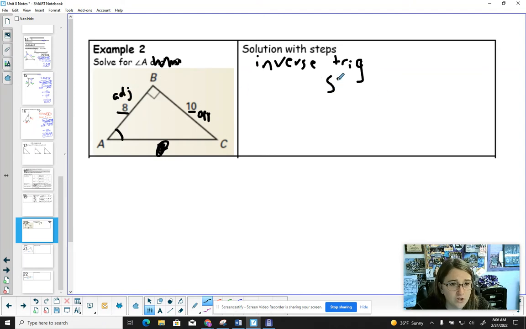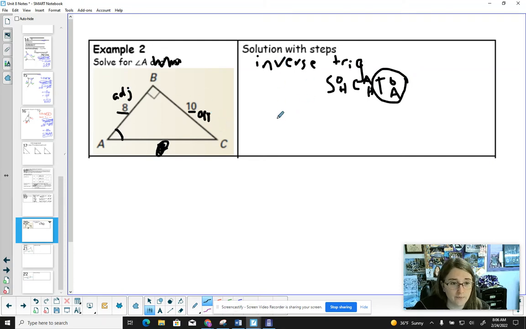And then I write my best friend, SOHCAHTOA. This is still all the same, right? Still always labeling sides. And still picking the right fraction. So we only have the opposite and the adjacent. I've got sine, cosine, tangent, SOHCAHTOA. Which trig function do I have to use? That's going to be tangent, TOA, opposite and adjacent.